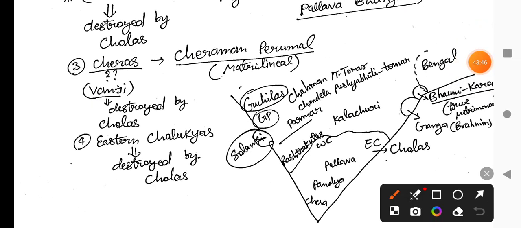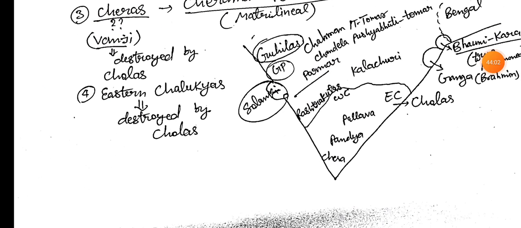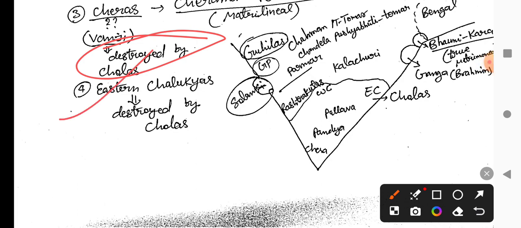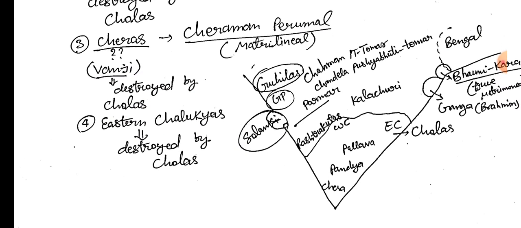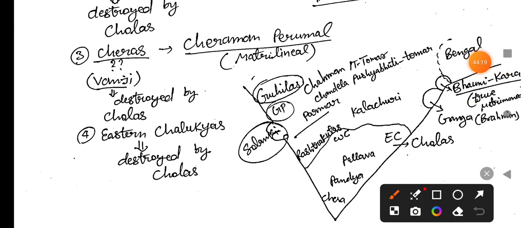And the Pandyas were also destroyed by the Cholas, and next came the Cheras, and their capital was Vanji. The Cheras mainly captured the territory of the Kerala region. Cheraman Perumal was the prominent ruler of the Chera dynasty, and they were also destroyed by the Cholas. Next, we will discuss the Eastern Chalukyas, who were also destroyed by the Cholas. So the Cholas were a very prominent kingdom, with pompous rulers.